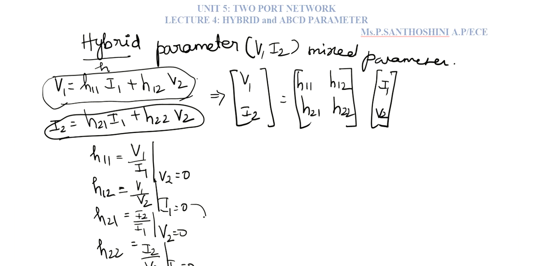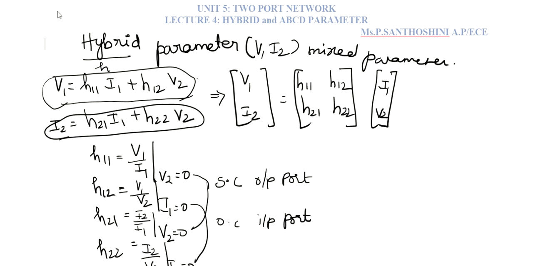See, two conditions: the voltage at port 2 is 0, and the current in port 1 is 0. Voltage 2 being 0 means nothing but a short circuit of the output port, and I1 being 0 means an open circuit of the input port. We are making only these two assumptions here: I1 equal to 0 and V2 equal to 0. Okay. Now the names of the four parameters.